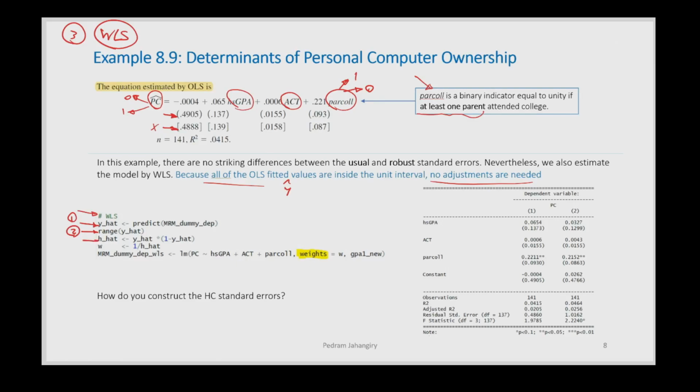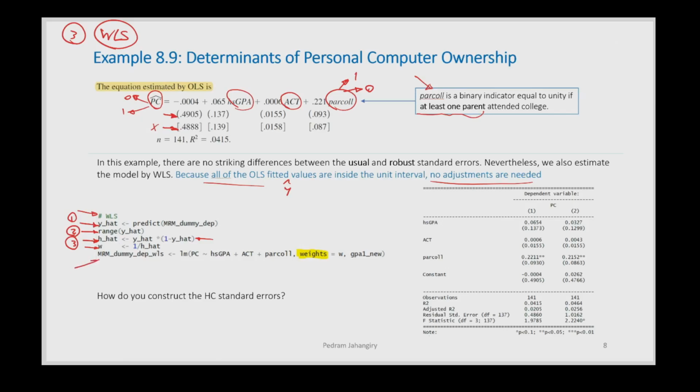Because the range of the y hat in this example is fine, it's between 0 and 1, we go to the third step. You construct your weights from h hats. So h hat is going to be y hat multiplied by 1 minus y hat. And then finally, these are the weights. The weights are going to be the inverse of those, so 1 over h.